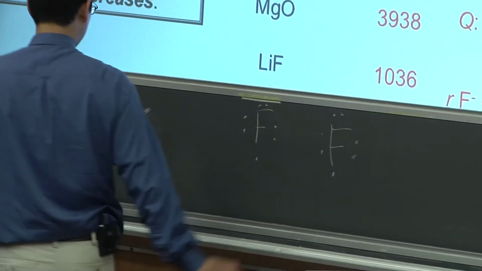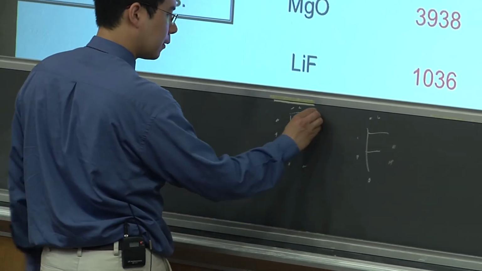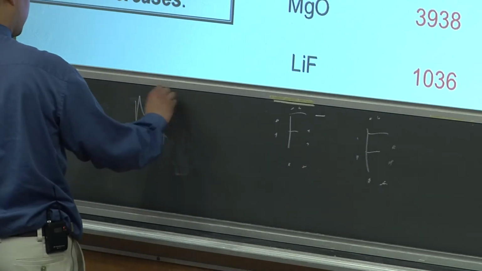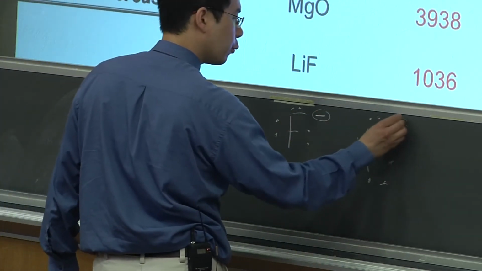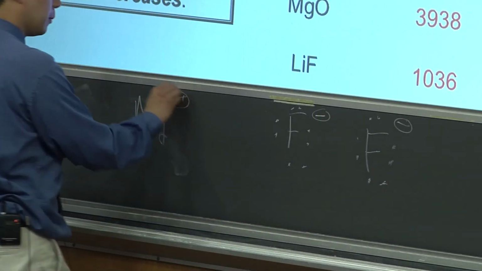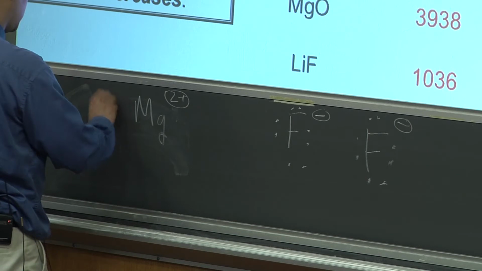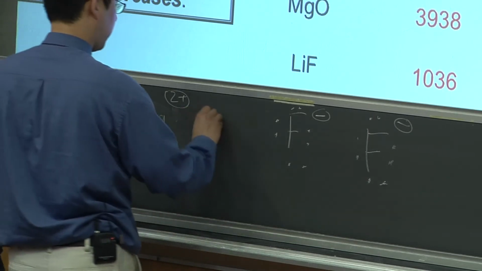But what's going to happen here is one of these dots is going to go here. The other one is going to go here. And so you have lost two electrons, that's 2+. Each one of these gained one electron, so each is going to be minus. And so if you put it all together, you'll get MgF2.